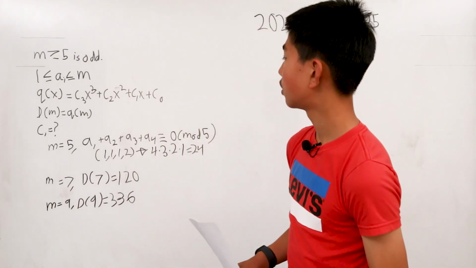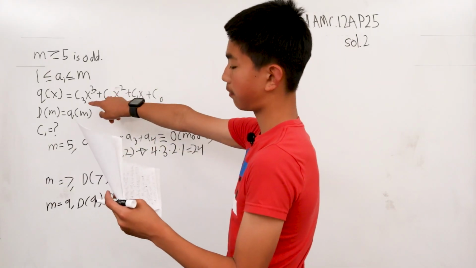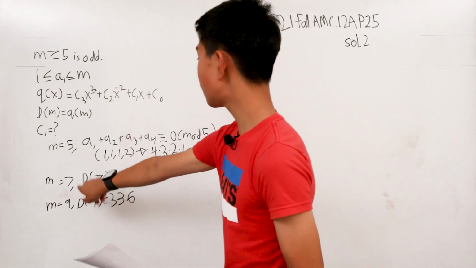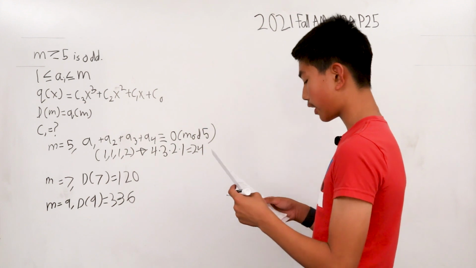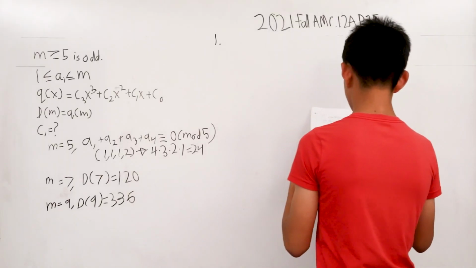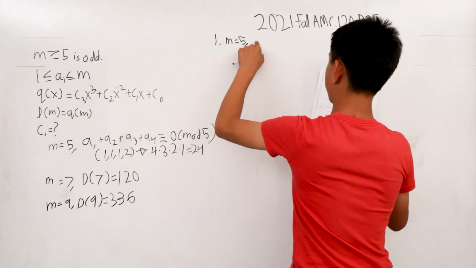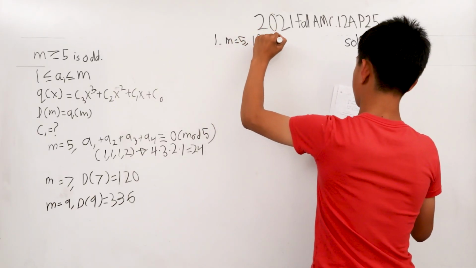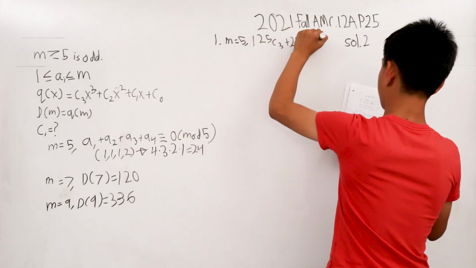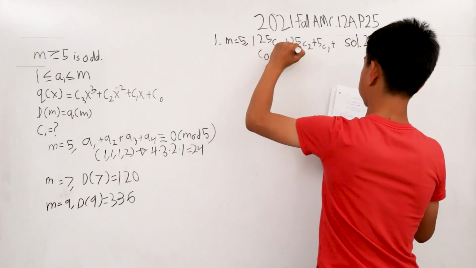Since q of x or d of m can be arranged for it to be this, except with the x's replaced with m's, think of all these values as x's instead of m's. It'll make it a lot easier. We have 3 for now as the degree. M equals 5. We plug 5 in, we get 125 C3 plus 25 C2 plus 5 C1 plus C naught is 24.